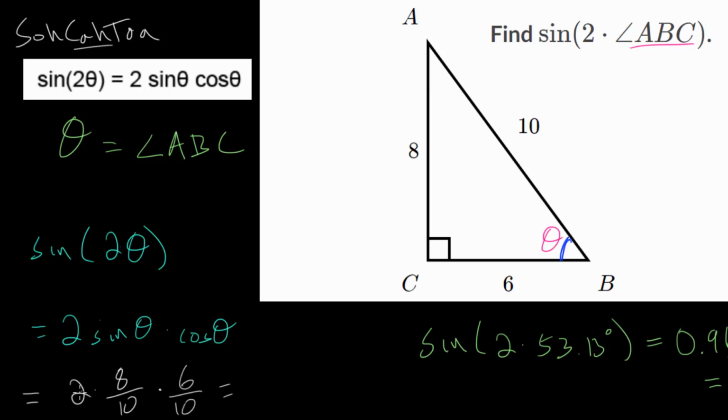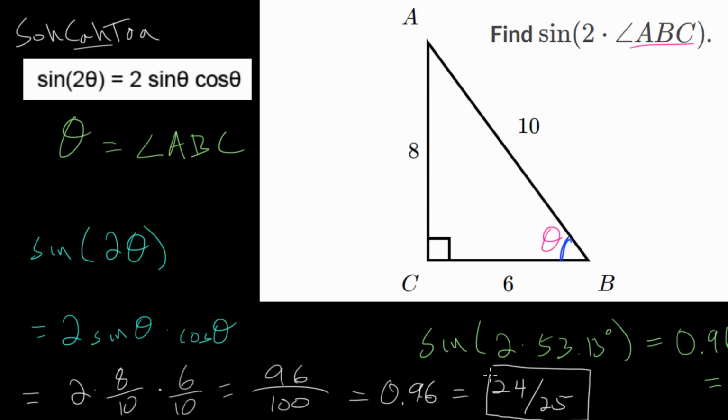Notice that we have 2 times 8, which is 16, times 6, which would be 96, and 10 times 10 would be 100. So we have 96 hundredths, or 0.96, but if we simplify that fraction, we get 24 twenty-fifths. Both of those approaches are valid. They both ended up with the exact same solution, so either of those can be used for problems like these.